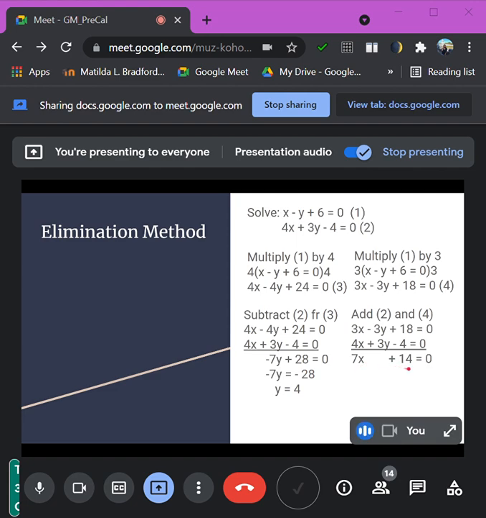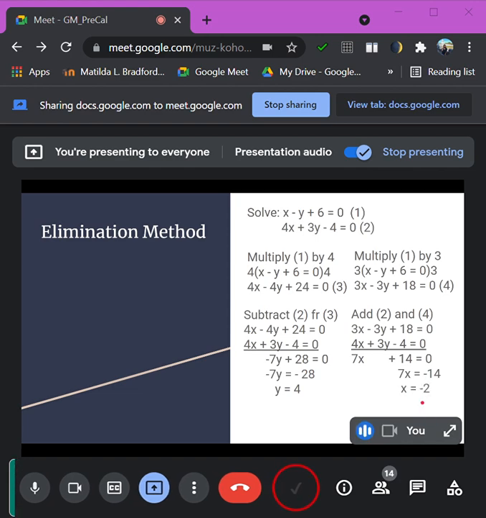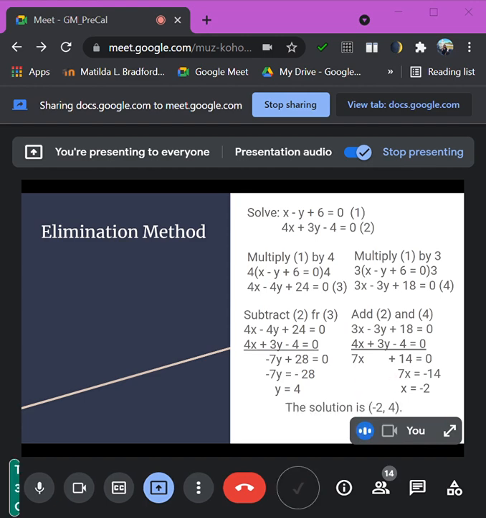So, 7x plus 14, so I'll move the 14 to the right side. It will become 7x is equals to negative 14. And then divide both sides by 7, your answer will be negative 2. So, as you can see, we have here our value of x is still negative 2. So, you can say that the solution of our systems of linear equations is negative 2, 4. Okay, so that is the process for elimination.